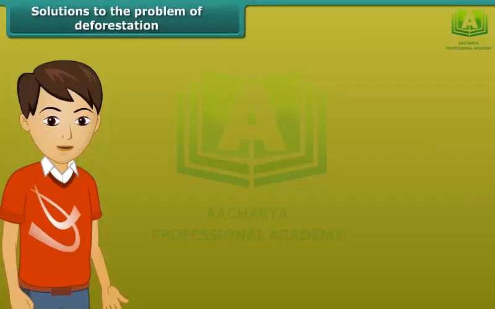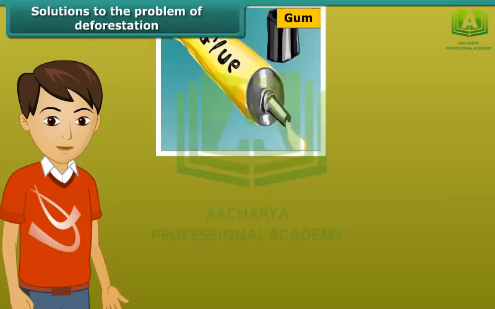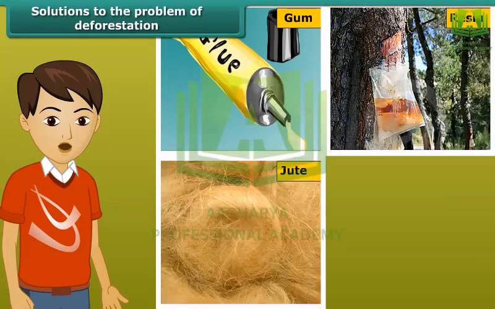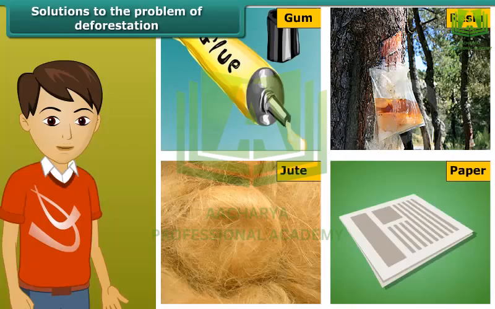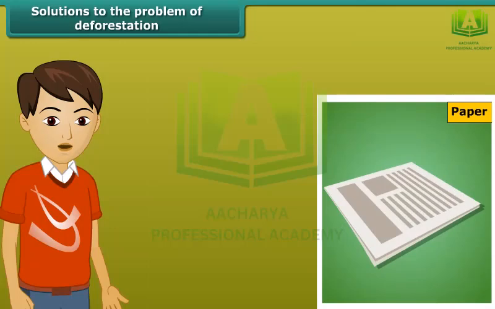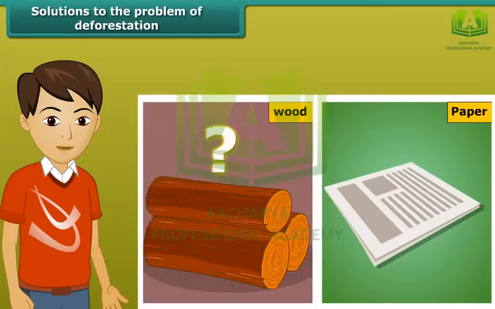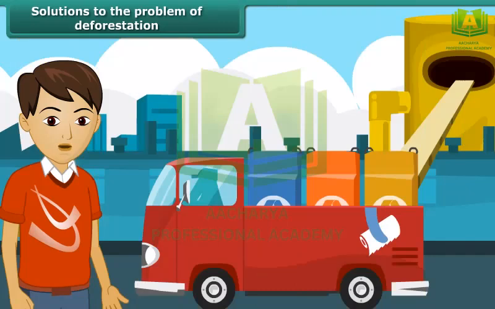We get many things from forest. Gum, resin, jute and paper are important products. Can you think of any alternatives available for paper? What would happen if we had no wood? Well, to all these questions, recycling of paper is the simple answer.